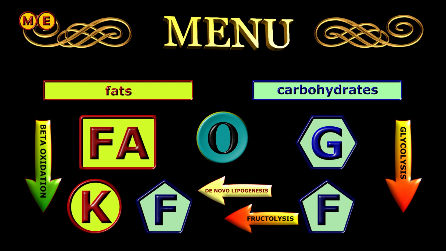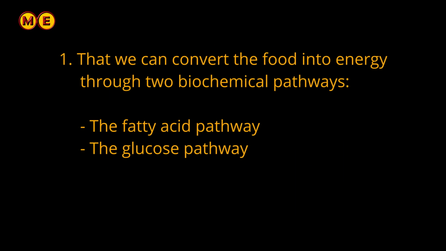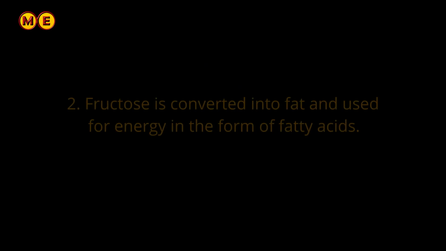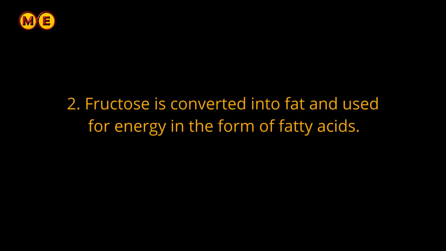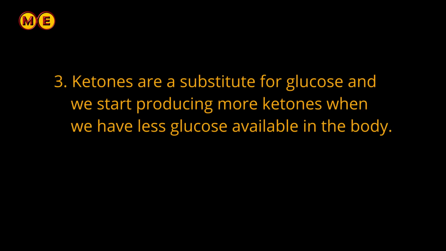What we need to take home from this episode is, first, that we convert the food into energy using two biochemical pathways, the fatty acids pathway and the glucose pathway. The second thing to remember is that fructose is converted into fat and used for energy in the form of fatty acids. And the last thing we need to remember is that ketones are just a substitute for glucose, and that we start producing more ketones when we have less glucose available in the body.